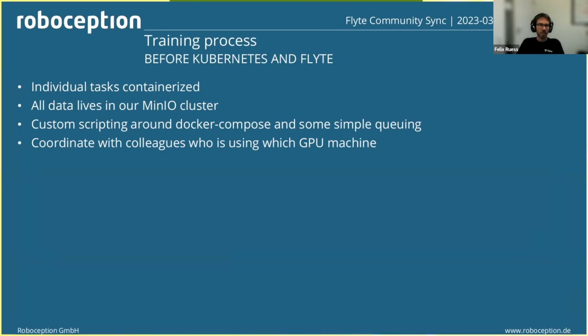And we had some very simple scripting around Docker Compose and some queuing scripts and so on, to sort of run these steps one after another on different GPU machines that were currently available. And we basically then coordinated amongst us with a small team. So this is still possible, of who's using which machine to train something or generate some templates and so on.